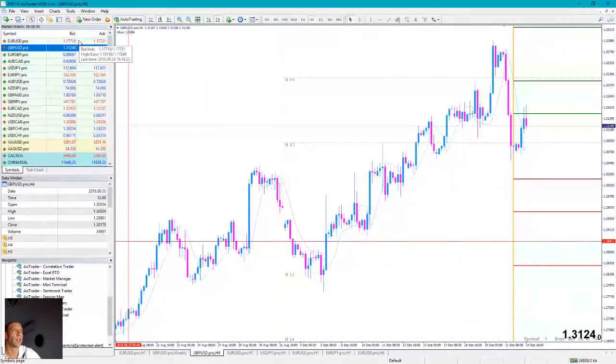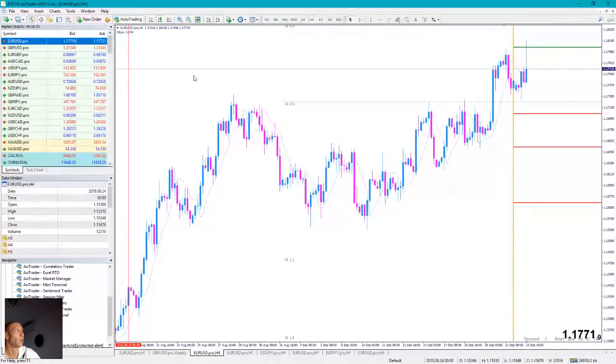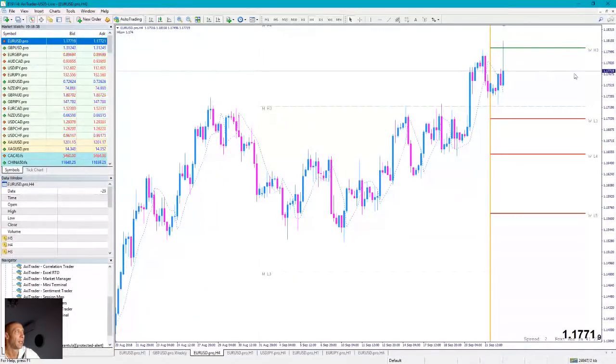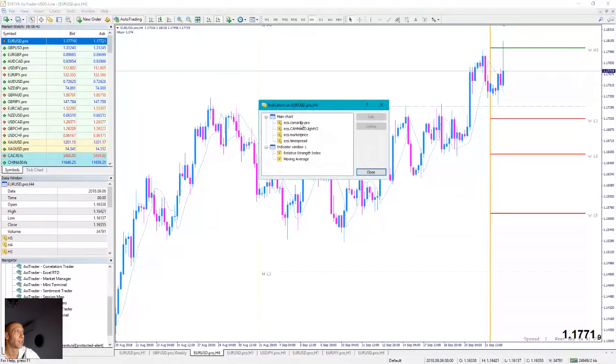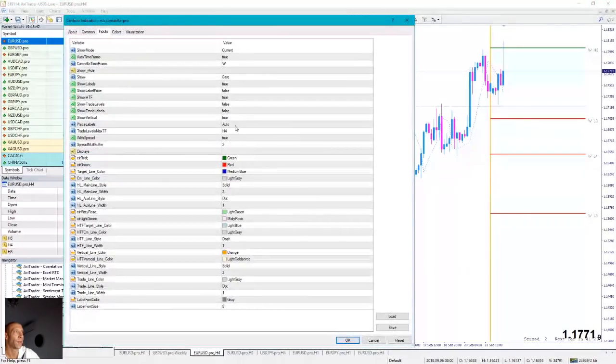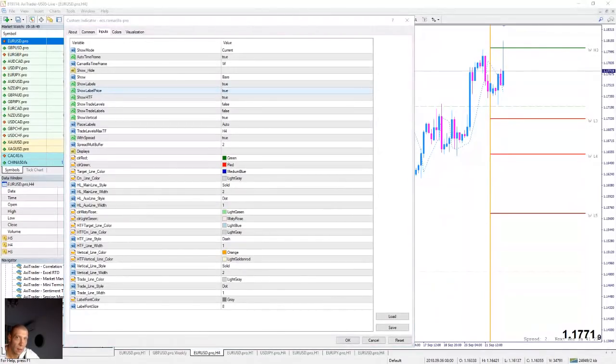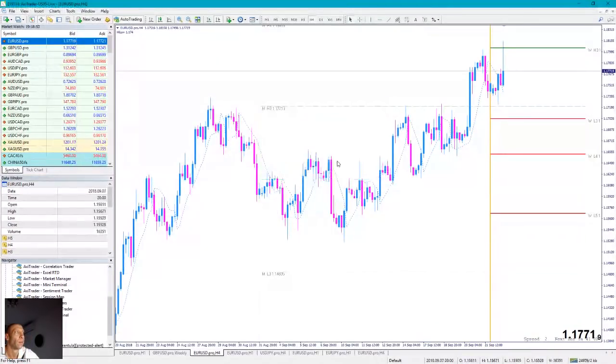So euro dollar, as you can see, uptrend in euro. I think the price could go to the upside. Now it's rejecting, but definitely it could go to the upside. Let me just add a label price here. Okay, so now it's very clear.